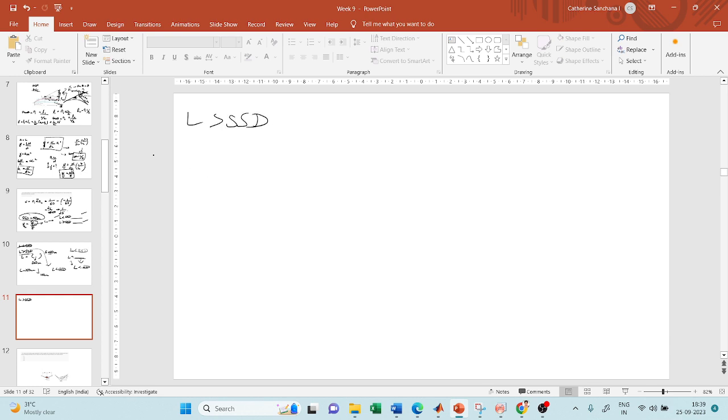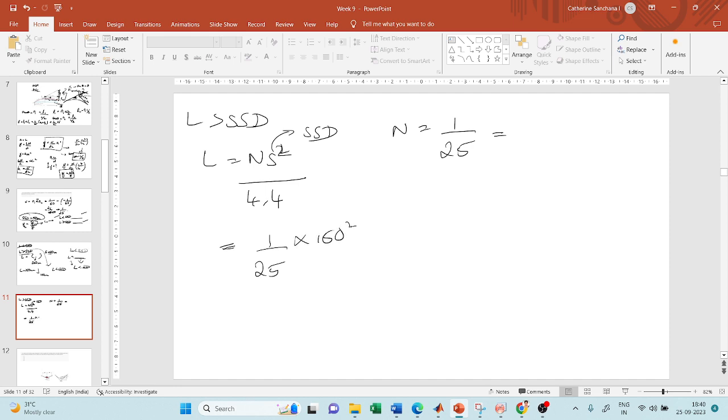Okay. So for this case, the length of the curve is N S square by 4.4. This S is nothing but SSD. So substitute this in this equation. So what is my N? N is 1 by 25, right? So 1 by 25 into S square is 150 square divided by 4.4. So for this, you will get L is equal to 204.45 meters.